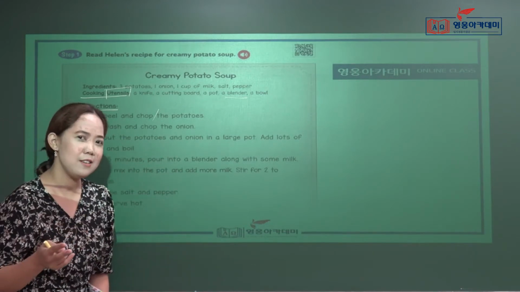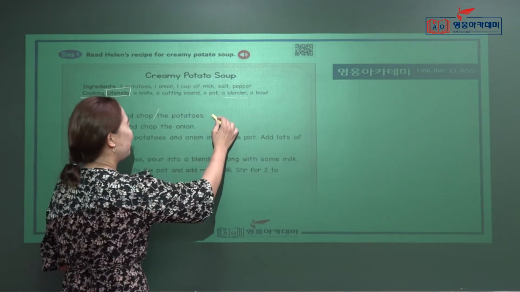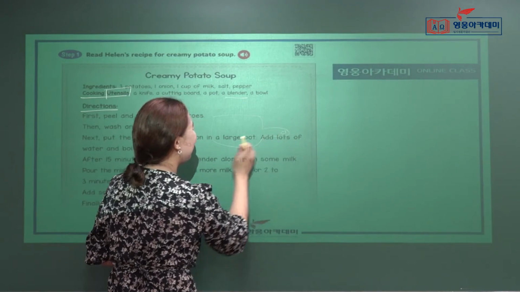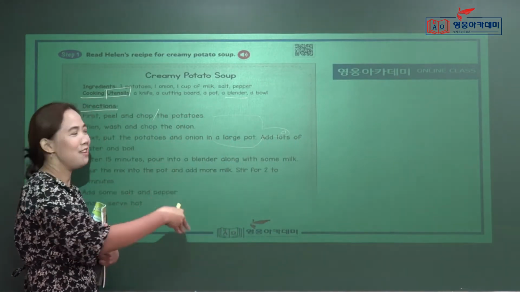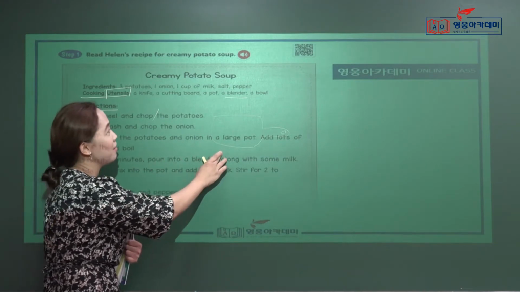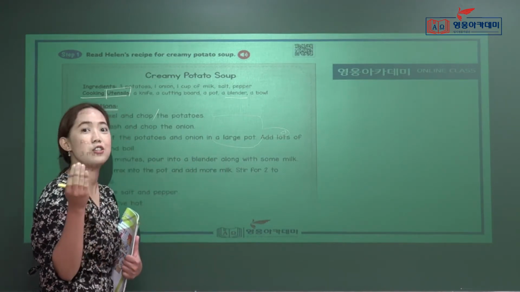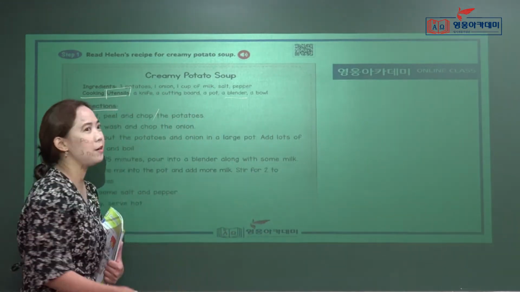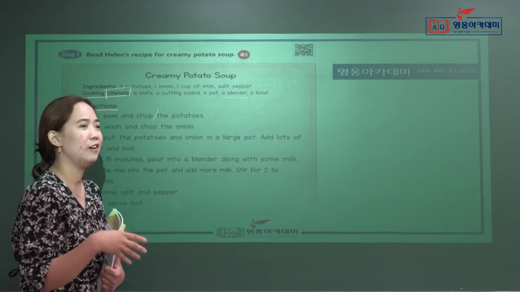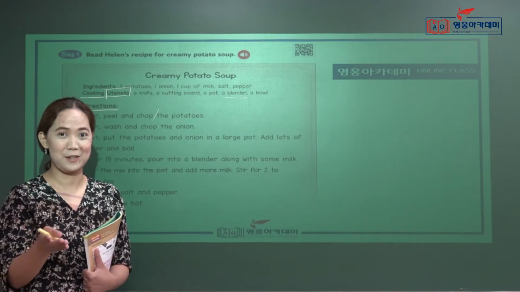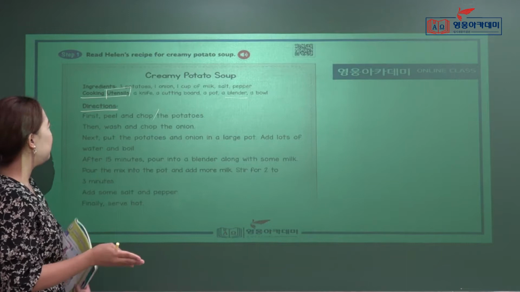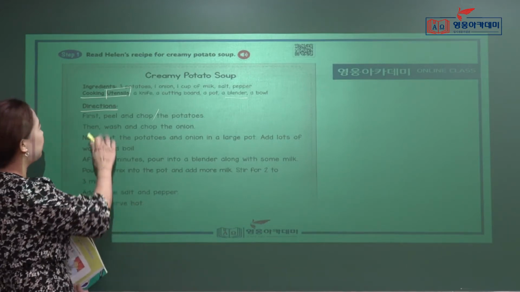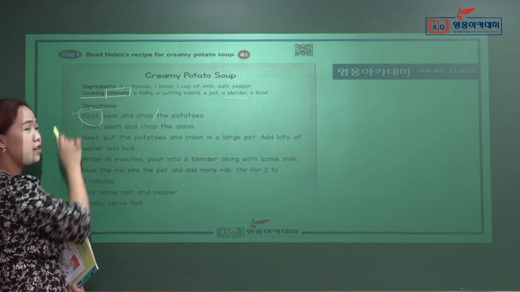What is a cutting board, guys? Right, it looks like this, probably like this. And then your mom, probably she uses this to cut vegetables. So we call this cutting board or chopping board, right? And then there is a word here, blender. What is a blender? Right, the other word for that is mixer. Good.